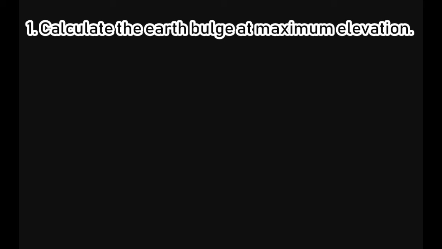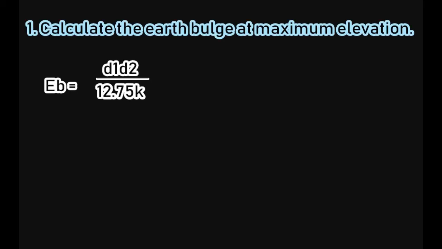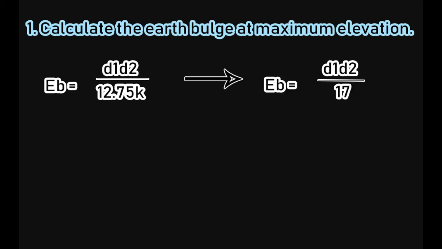In path profiling, it means computation. In getting the earth bulge, there is a formula used. The earth bulge is equal to distance 1 times distance 2 over 12.75 times the K factor. But since we're using 4/3 as K factor for dry rocks, we'll be using the formula earth bulge is equal to distance 1 times distance 2 over 17 instead.